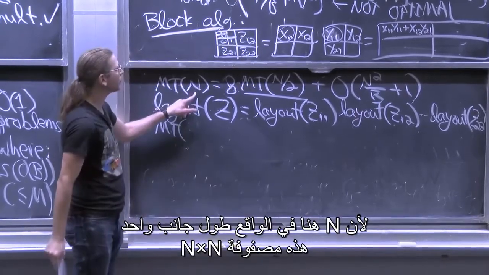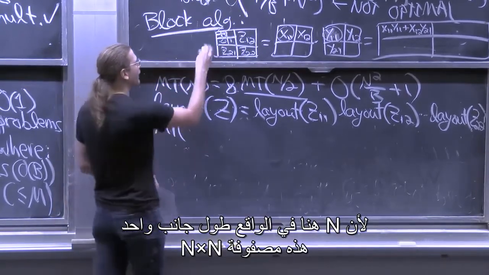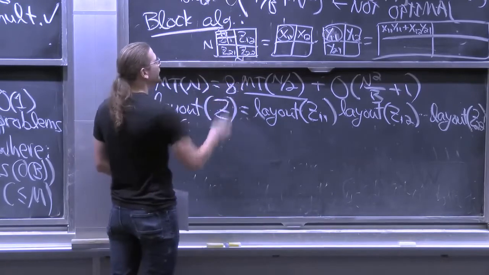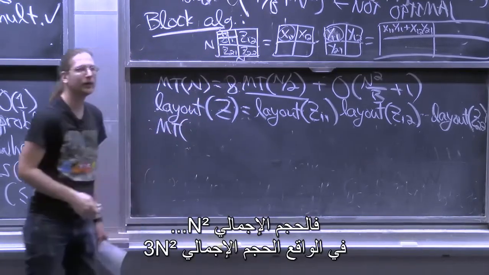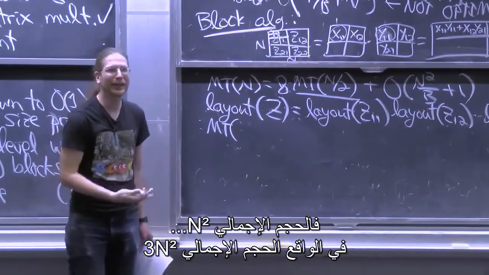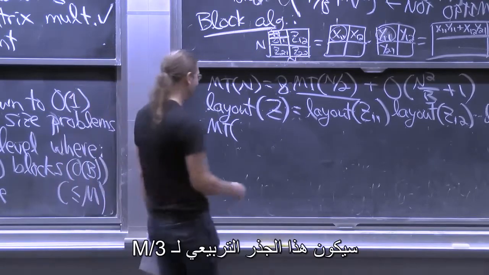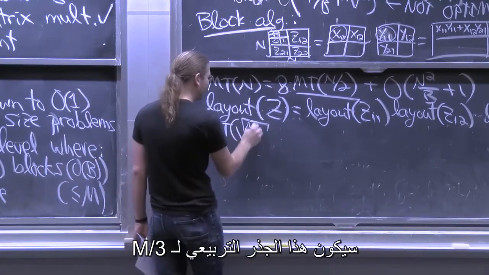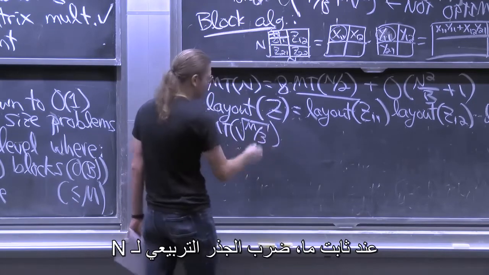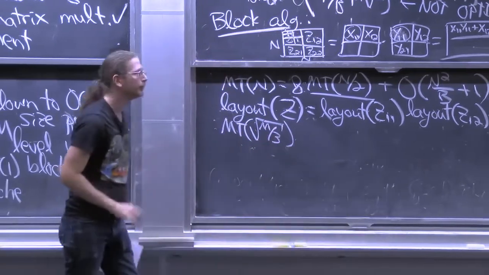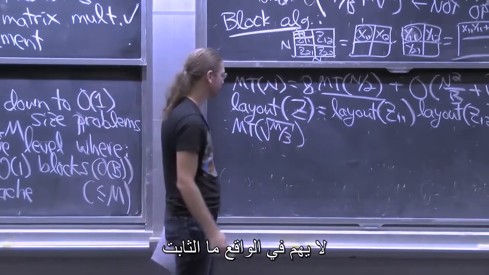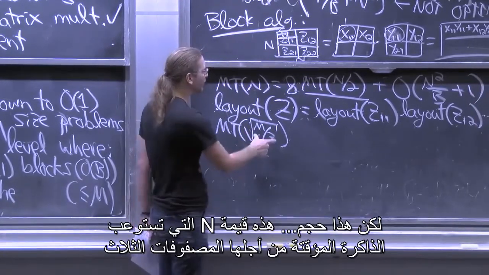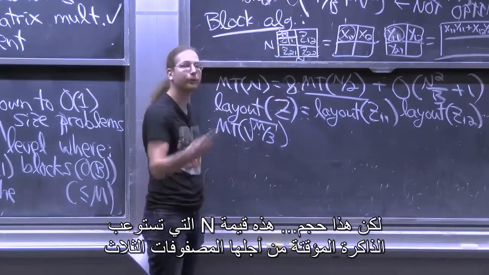Because n here is actually just one side length. This is an n by n matrix. So the total size here is n squared. Actually, the total size is 3n squared. So this is going to be square root of M over 3. Some constant times square root of M. Okay? It actually doesn't matter what the constant is. But this is the value of n for which all 3 matrices will fit in cache.